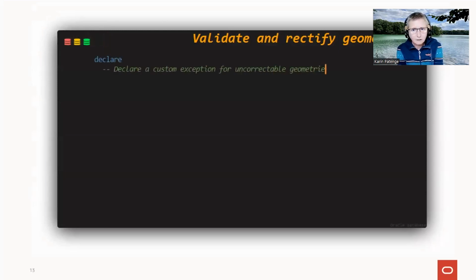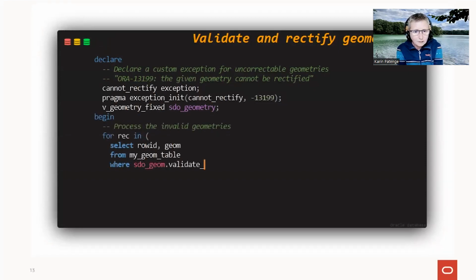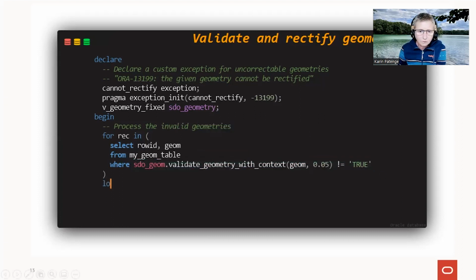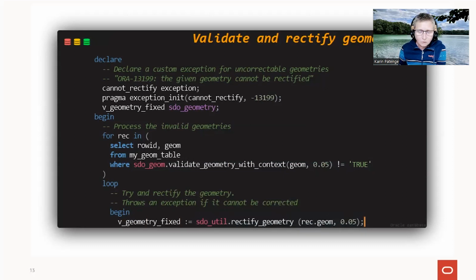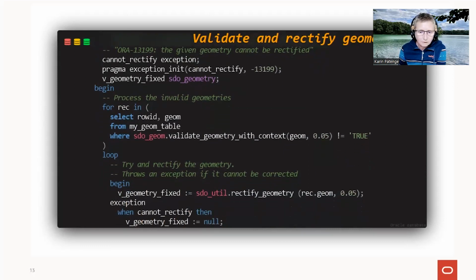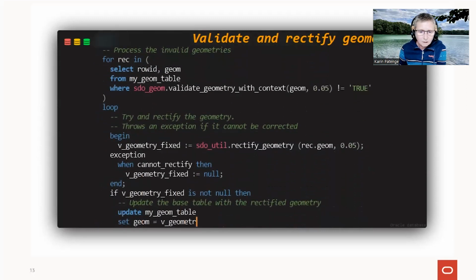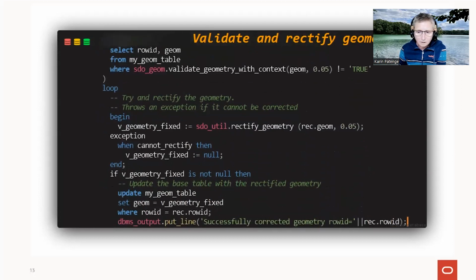Okay, so how does this work? So here is this rectify geometry. First we are going to validate the geometry. This is a function called for validating the geometry. And then we call rectify geometry via the SDO_UTIL package, also using the tolerance registered for that spatial table and column. And then you can display the result of it.